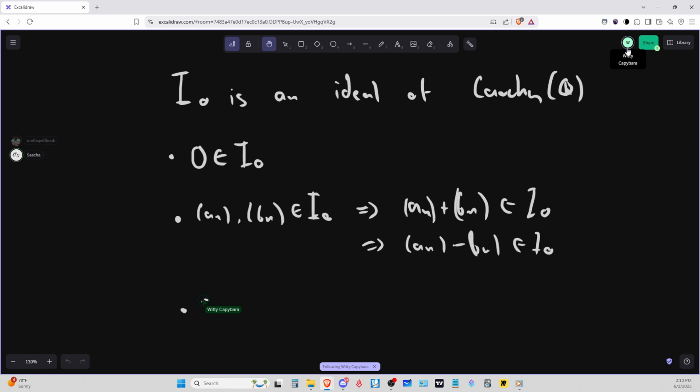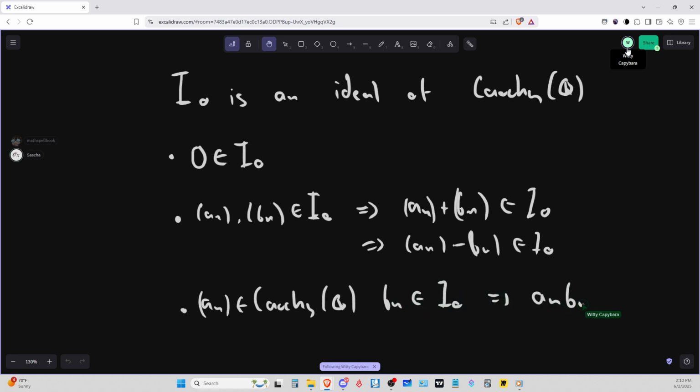If we have AN, which is not necessarily a sequence that converges to 0, it's just a Cauchy sequence, and we have BN, which is something in I0, then we want the product AN times BN to also be inside of I0. So those are the three things we have to check in order to see it's an ideal.